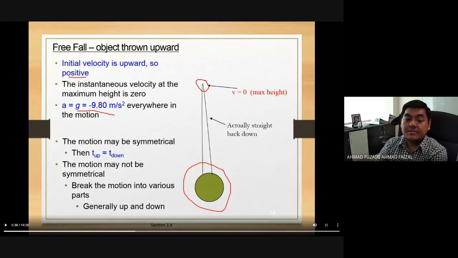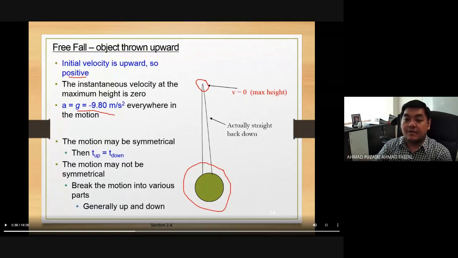So the motion may be symmetrical or maybe not symmetrical. For the motion to be symmetrical means that when it is thrown upward, it comes back to the original height. It comes back to the original height. That means the motion will be symmetrical.